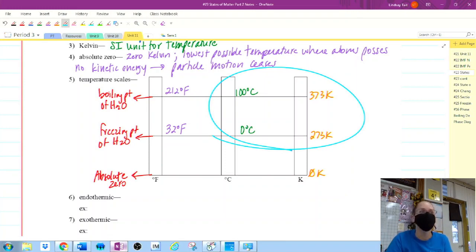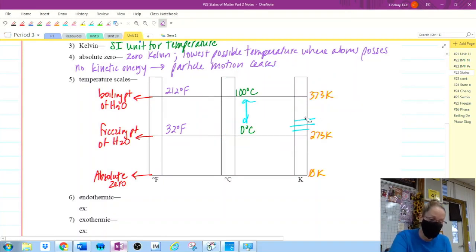1 degree Celsius and 1 Kelvin? Not 1 degree Celsius. Not 1 Kelvin. Trick question. They're the same, guys. See how the difference here is 100 and the difference here is 100? That means every little increment would be the same amount.